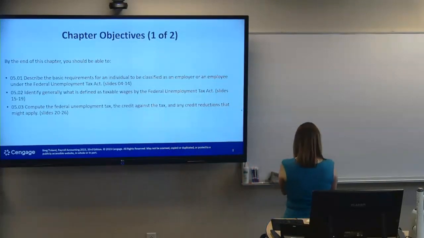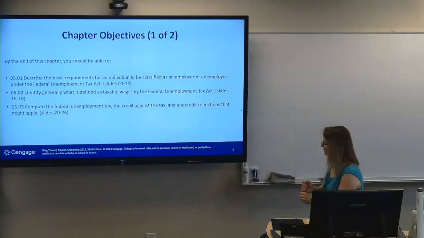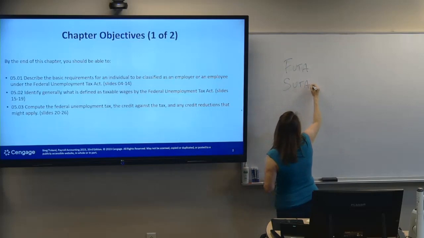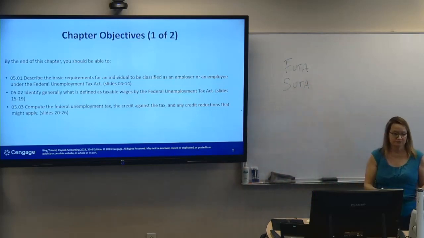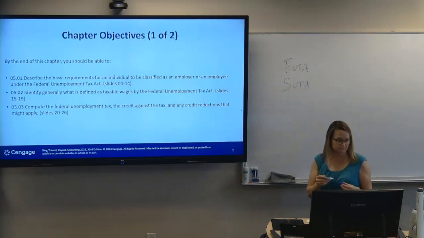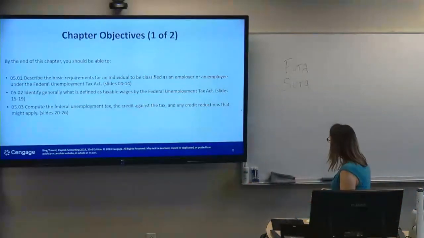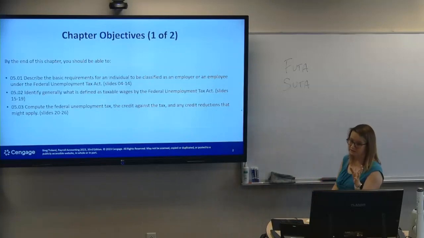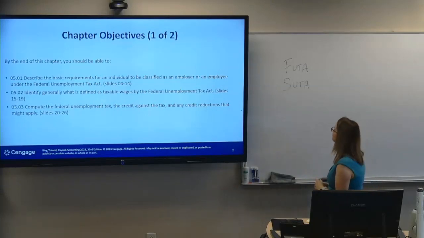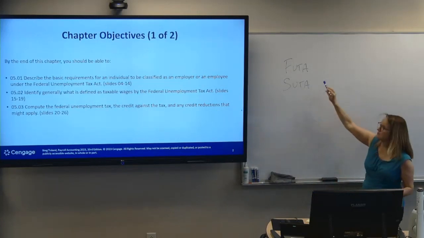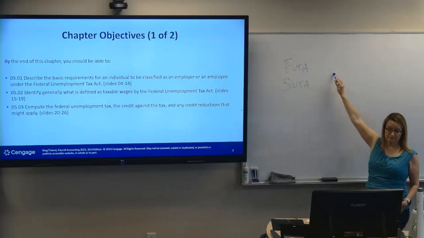So there are these two regimes, FUTA and SUTA. FUTA, F, stands for federal. SUTA, S, stands for state. When we do the calculations for the taxes, you'll see companies pay much more in SUTA taxes than they do in FUTA taxes.